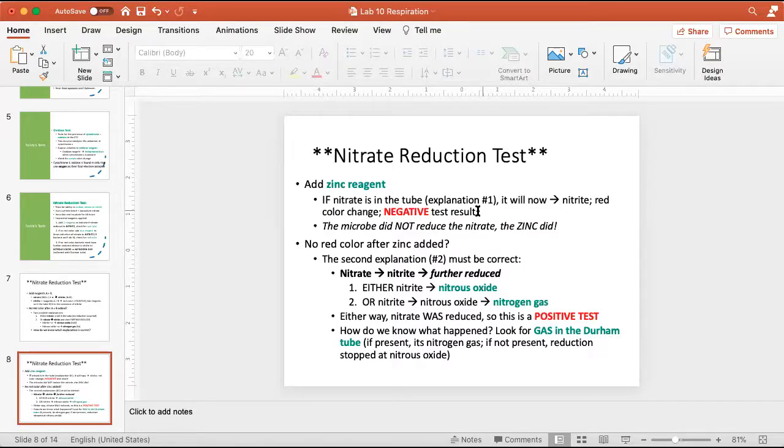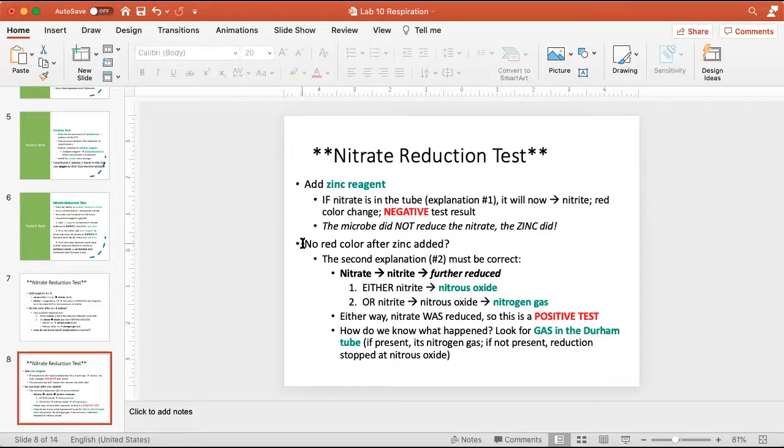And the reason it's negative is because the microbe didn't reduce the nitrate. The microbe couldn't. That's why the tube was still full of nitrate. The microbe couldn't do it. The zinc did it. The zinc turned the nitrate into nitrite, and the tube turned red. So that's a negative test result.